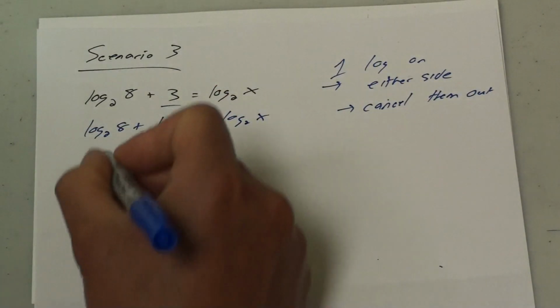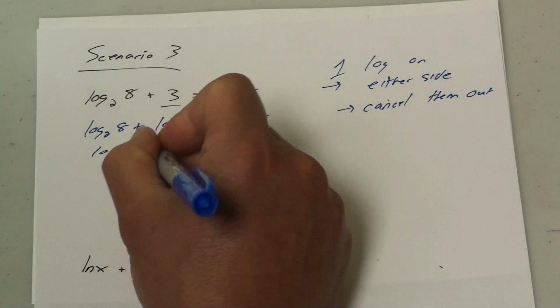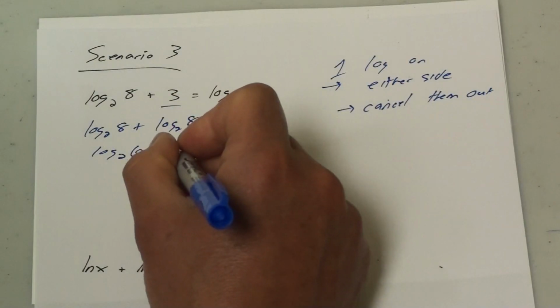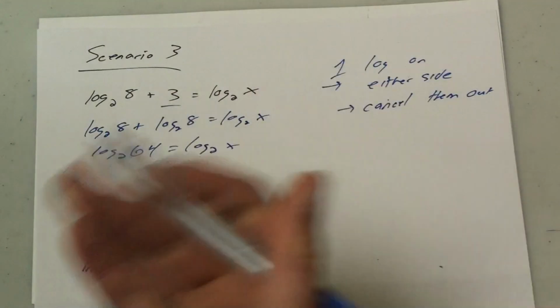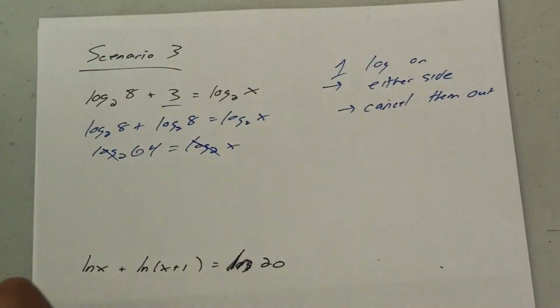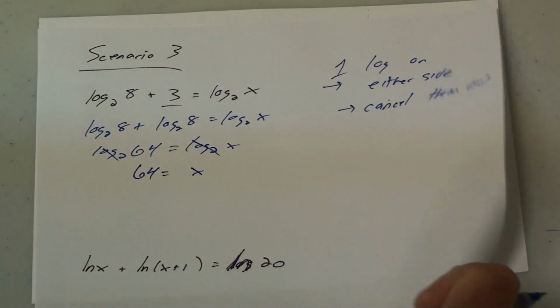Adding means to multiply, to get from 2 logarithms down to 1 logarithm. So multiplying is 64. I have one logarithm on either side. They are the same bases. Now I can cancel the logarithms out. So my answer is simply 64 equals x.